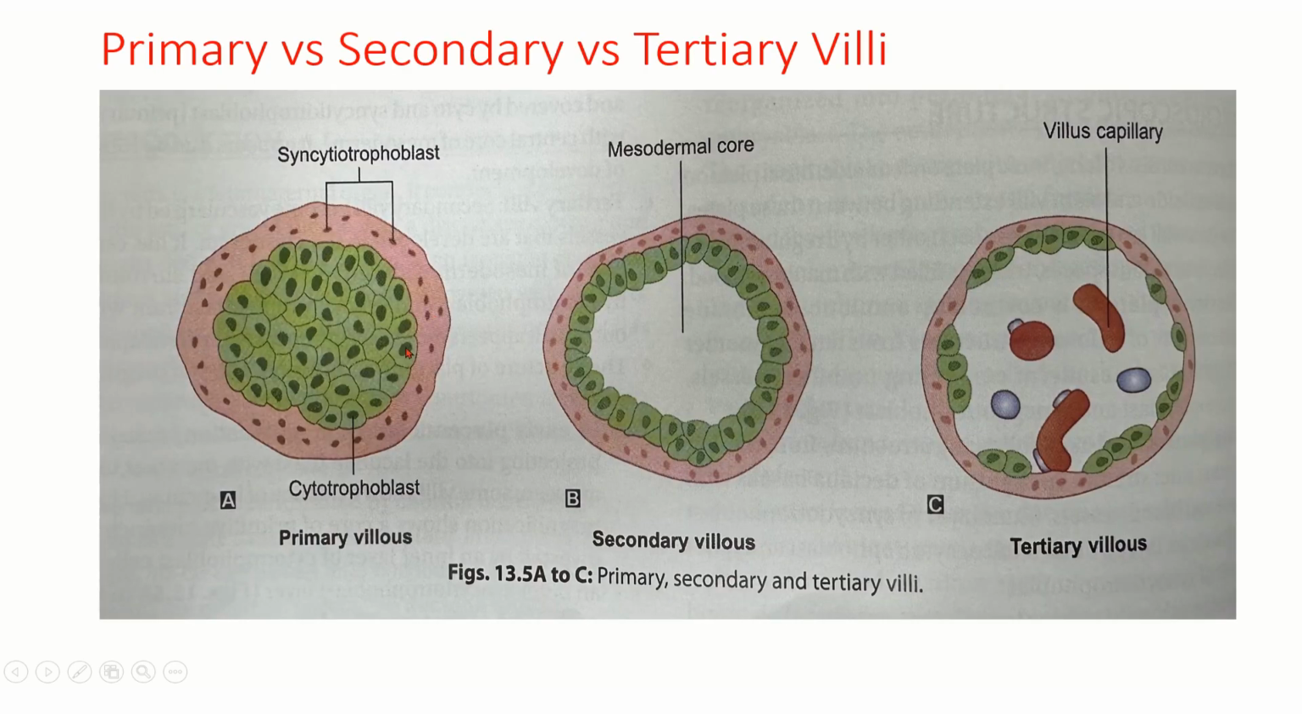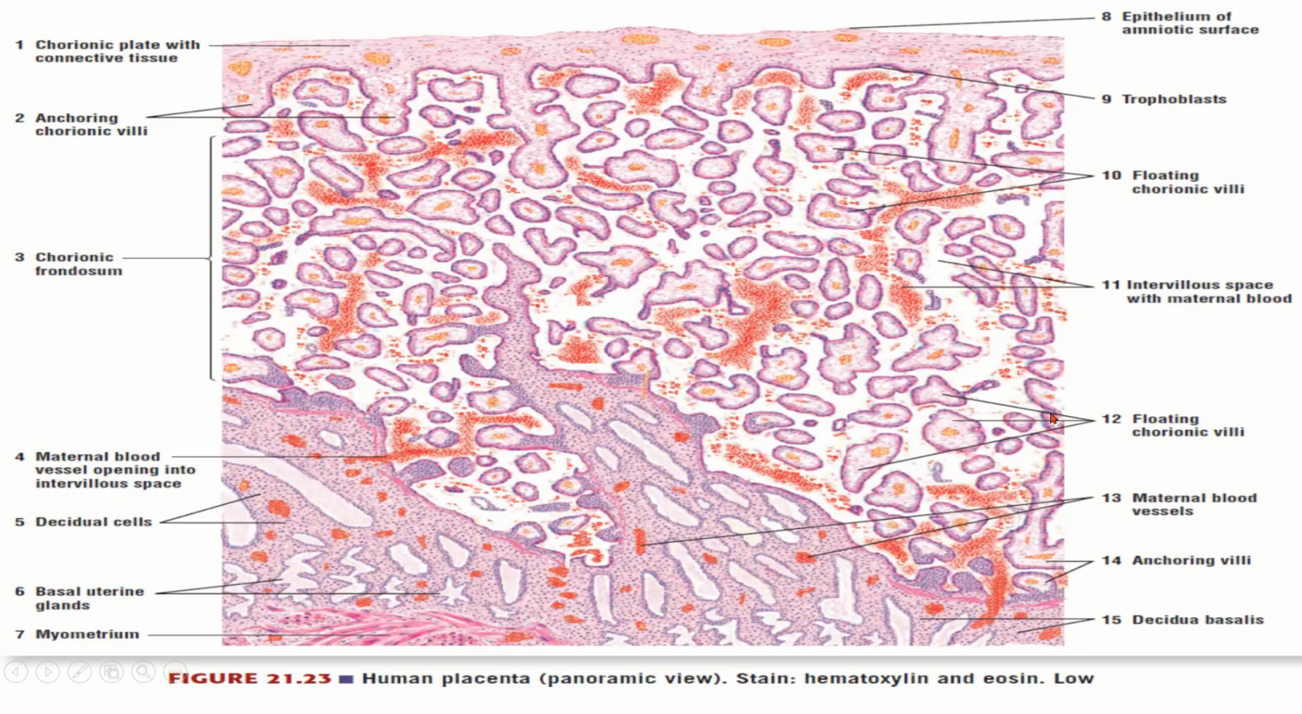You can see this is the primary villus having a core of cytotrophoblast, secondary villus with a mesodermal core, and a tertiary villus along with fetal blood vessels. You can see here, this is the chorionic plate with the connective tissue. This is the trophoblast. These are the floating chorionic villi, and these are the anchoring villi. This is the chorion frondosum.